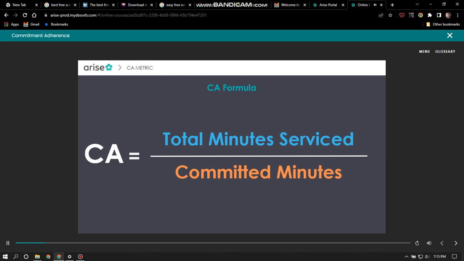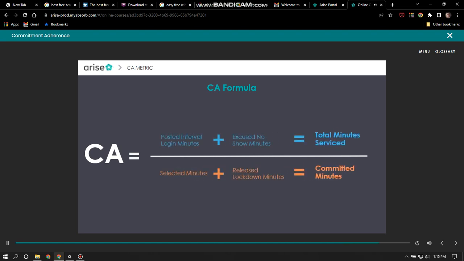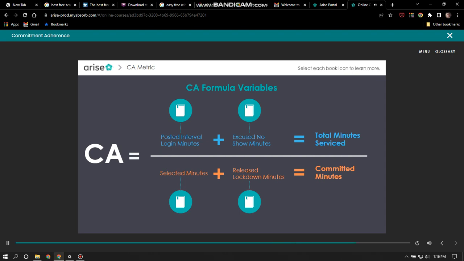The formula used to calculate the commitment adherence metric is total minutes serviced divided by committed minutes. We then take that number and multiply it by 100 to arrive at the committed adherence percentage. Before we see some examples, let's look at how we arrive at these 2 sets of minutes. The way we figure these out is by adding the following variables. Let's examine what each of these variables mean. Select each book icon to learn more.